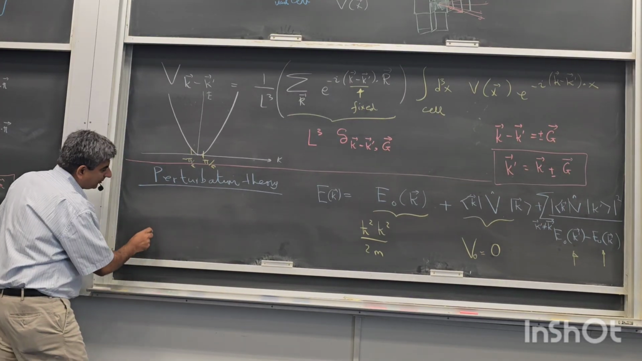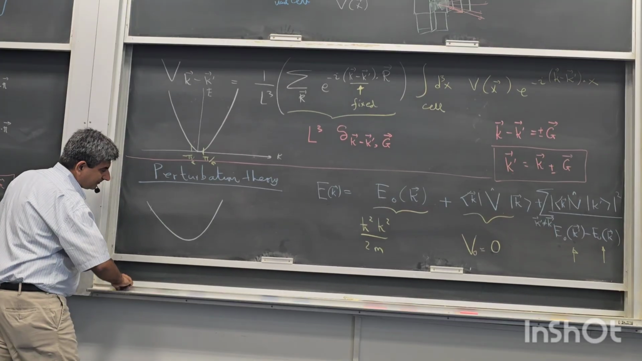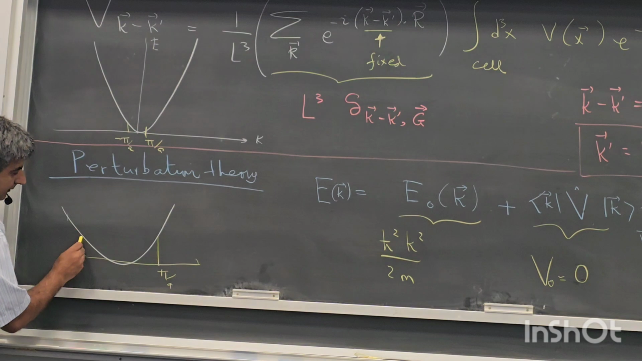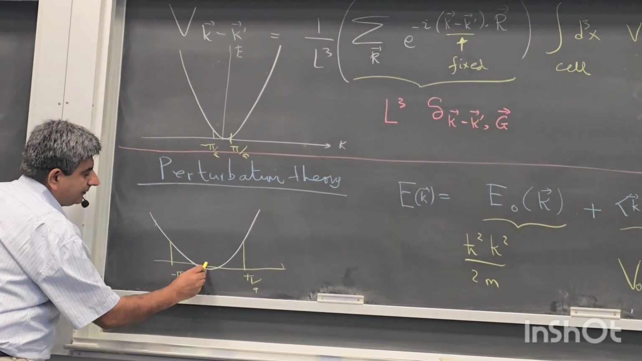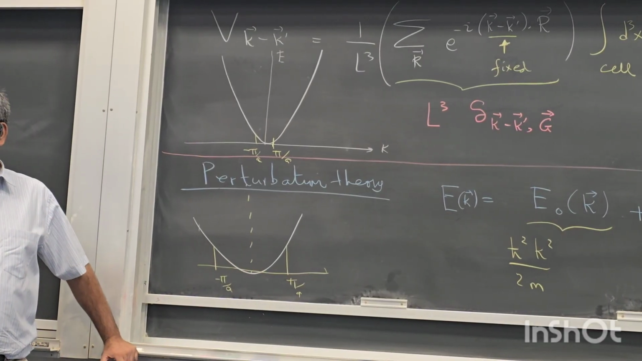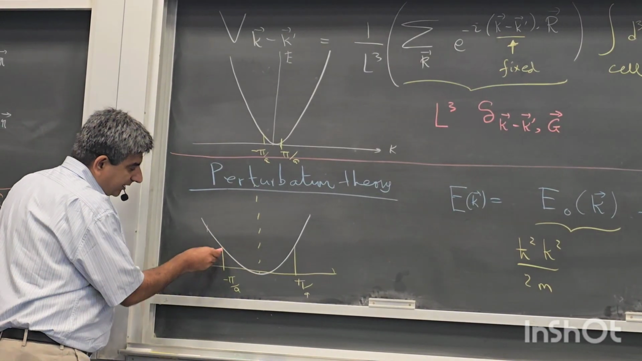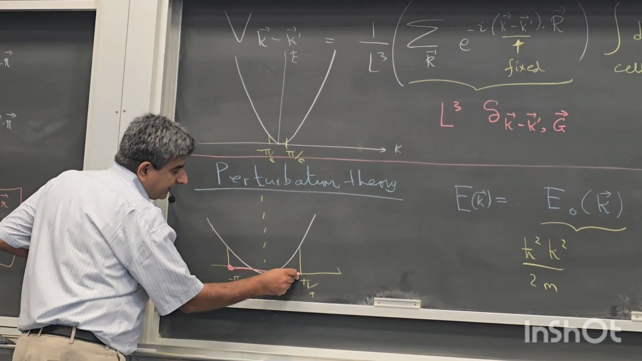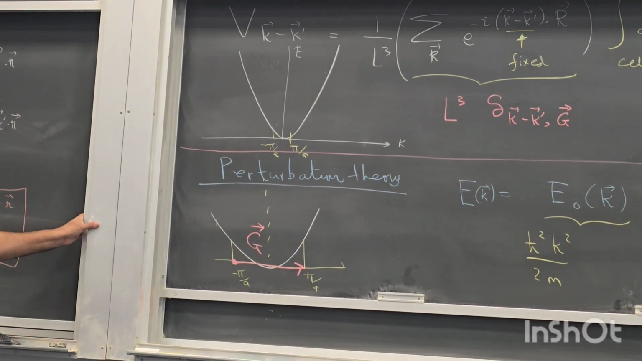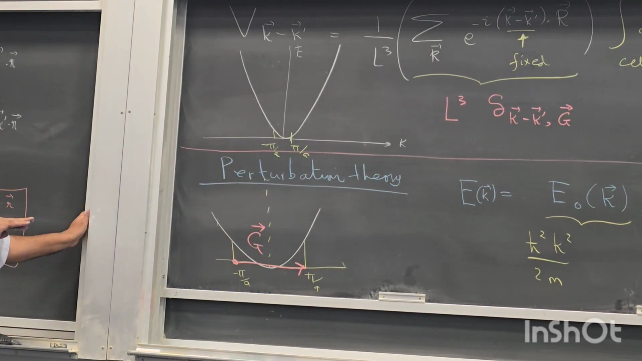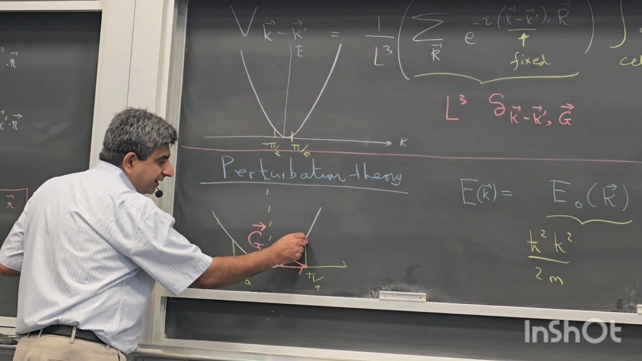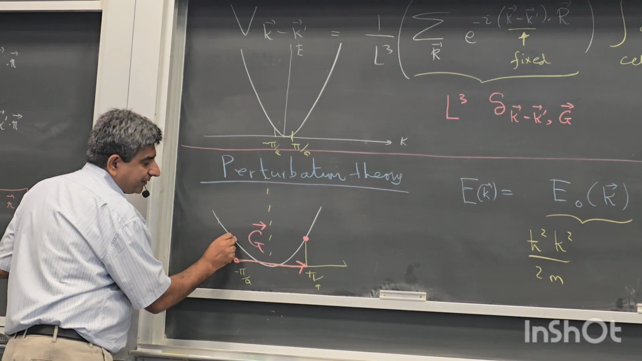Let me zoom in, sorry. Pi over A, this is minus pi over A. Now these are boundaries of the first Brillouin zone. So this separation from this point to this point is 2 pi over A. It's equal to 1 reciprocal lattice vector. Because it's a symmetric function of k, a parabola, the value of energy is going to be the same at these 2 points.